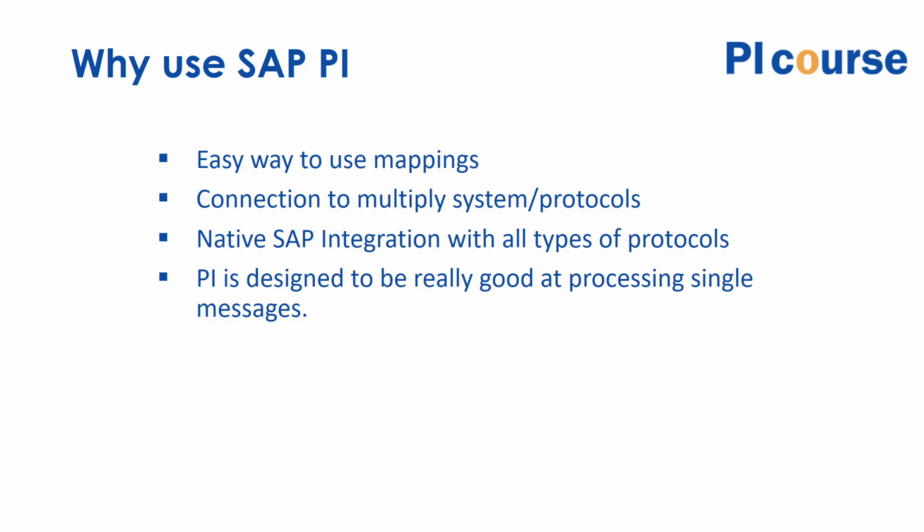And then the PI is really good at processing single messages. This is the enterprise bus concept, where you're just delivering a lot of messages, and these are being delivered and routed independently of all the other ones. So you don't have any state handling in it. It's just deliver a message to whoever needs that message.